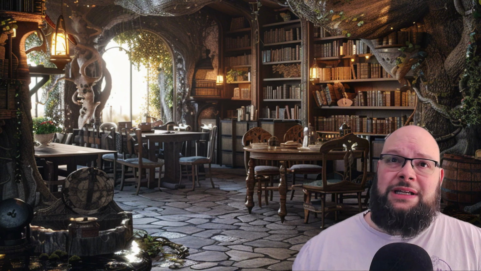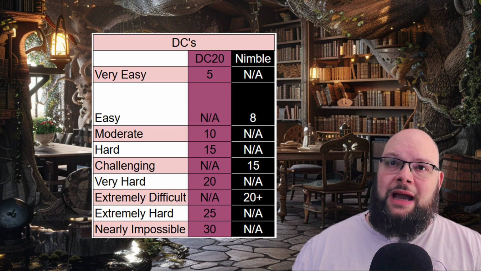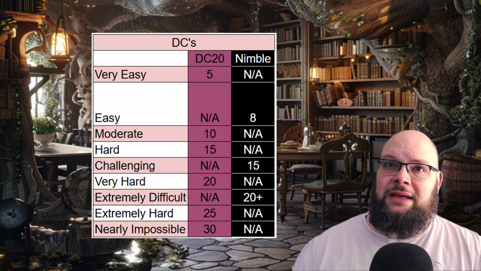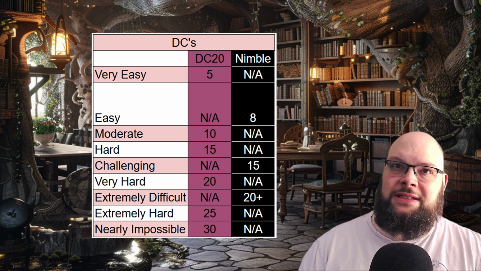Another interesting distinction is the way that both of these systems set their DCs. They are fairly close, but you'll notice some distinct differences. They almost don't align on any actual naming. In fact, they don't align with any of their naming, but you could convert a Nimble DC to DC20 or a DC20 DC to Nimble just by finding where on this table it fits.